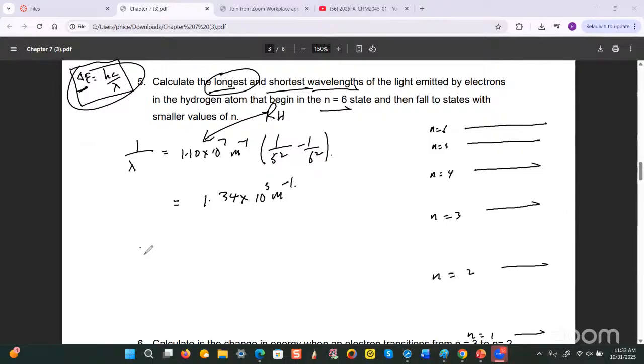So therefore, lambda itself will be equal to 1 over that, 1 over 1.34 times 10 to the 5 meters to the minus 1. Let's see what that gives. According to my calculation, this gives 7.44 times 10 to the minus 6. So this would be the longest wavelength, and the units, by the way, will be meters. And that's how that is done.